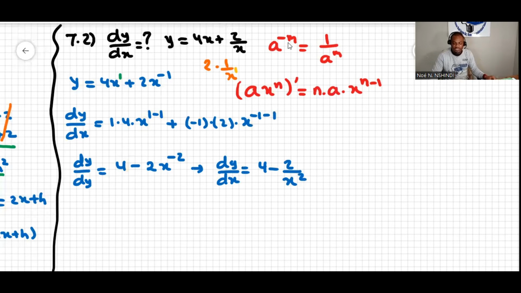Using negative exponents, a to the negative m will be 1 over a to the m, so x to the power of negative 2 can be written like this.